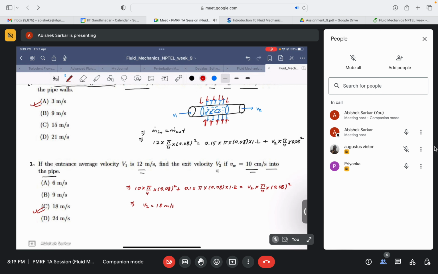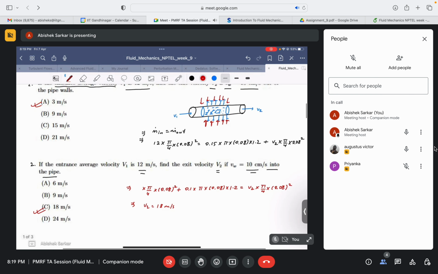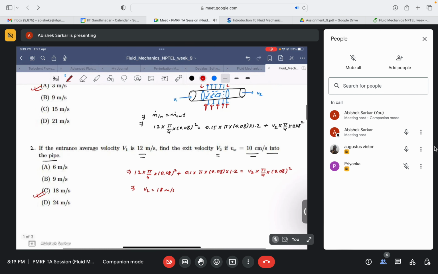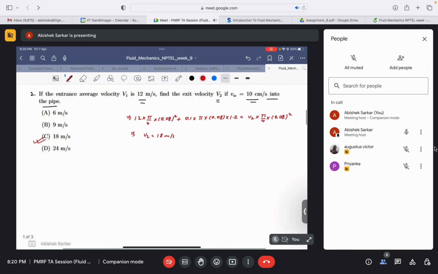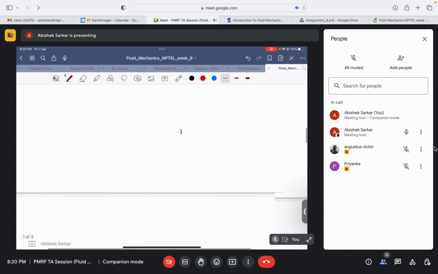So first term is 12 instead of 10. 17.9, 18 meters per second. Thank you to both of you for correcting me again. I'm sorry, I took this 10. Thank you, Priyanka. Thank you, Augustus. Both are correct. So 17.9 basically means it's 18. So let's go to the next question.